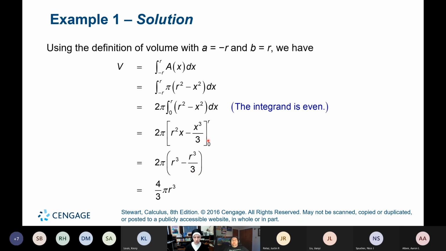The 0 is going to cancel both of those out, so I don't need to worry about the 0 term. R to the third minus r to the third over 3 is 2/3 r to the third. And if we bring that out, that's how we get the 4/3 pi r cubed. So this is basically proving that volume using integration. But it's also showing you how we use the disk method to find the volume of a specific shape.